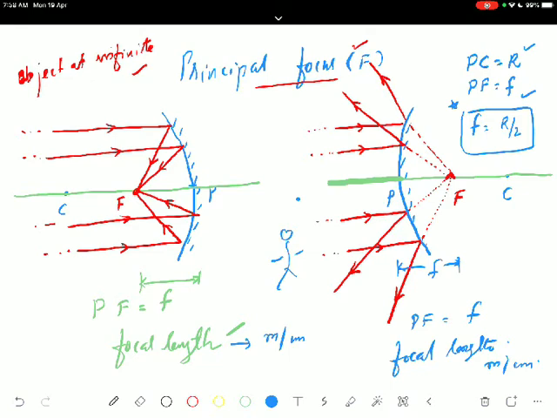deviation produced for the reflected ray in all the three types of mirror. Last class we have seen the laws of reflection: angle of incidence is equal to angle of reflection, and incident ray, normal and reflected ray all lie in the same plane. It is applicable for plane mirror as well as spherical mirrors. Today I am going to discuss the deviation produced for the reflected ray in all the three cases. After that, we will go for image formation for concave and convex.